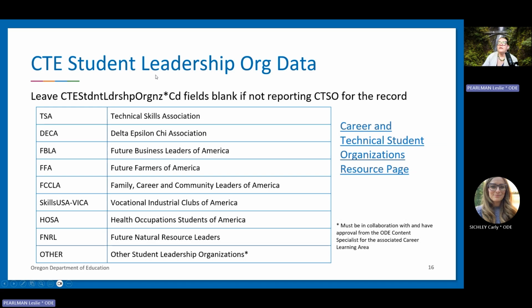This slide is about the student leadership organization data. You can leave this blank if you are not reporting this for a student record. So here is the list of all of the organizations. You can also get this information from the data submitters guide. And here is a link that provides additional resources about the career and technical student leadership organizations. If you are looking at choosing this other and you want to understand this little asterisk here, must be in collaboration with and have approval, you can get more information about that in this resources page.